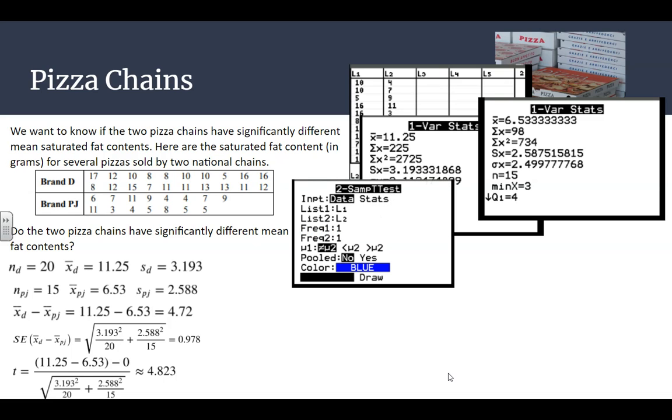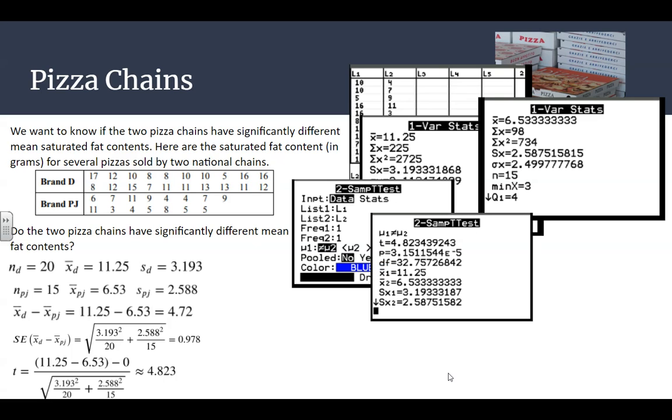Two-sample t-test. This time, again, we have data instead of the stats, although you could put the stats in once you found them. But list 1 and list 2, our test is mu1 is not equal to mu2. Again, we're not pooling, and we will calculate that information. That'll give us that p-value and our degrees of freedom. That should actually say times 10 to the negative fifth.